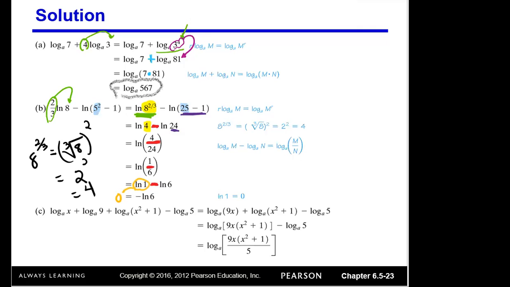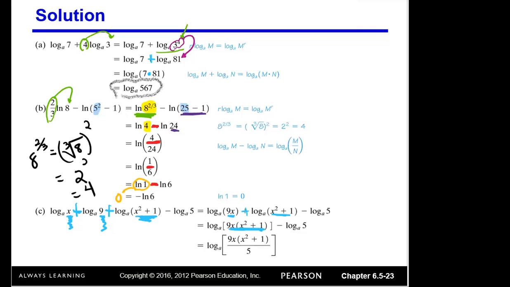And then C, I did not have to move any exponents, but you've got things that are being added together. The first and the second log are being added, and so is the third. So you're going to take the x, the 9, and the x squared plus 1, and they're actually going to get all multiplied together. You can see they started one by one. They took the 9 times the x, and then here's the x squared plus 1 still added in between, and now it's all together. 9 times x times x squared plus 1.